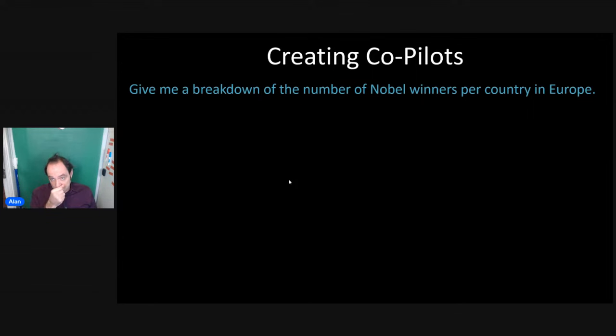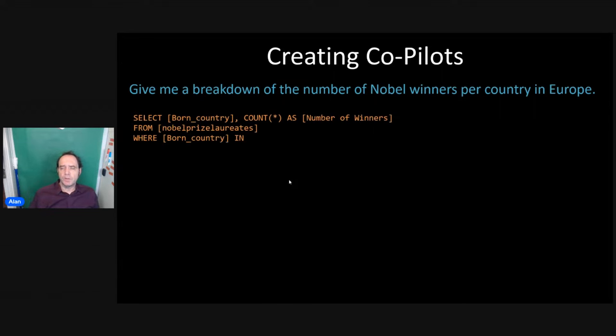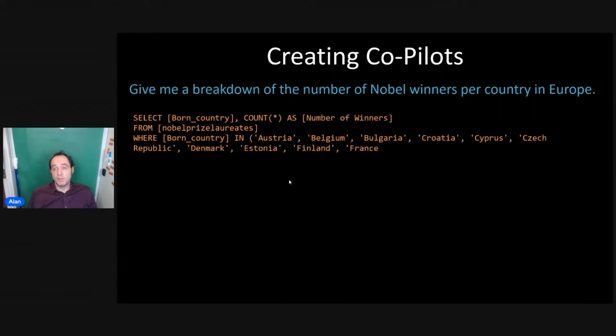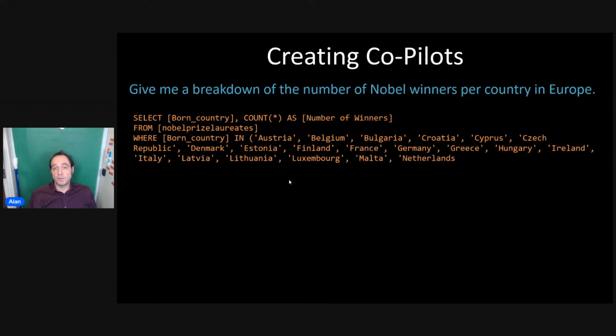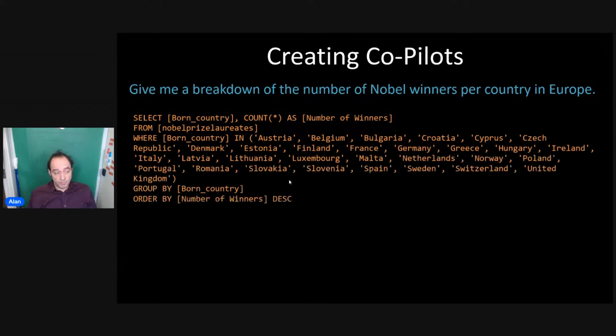Creating copilots as well. We're working with Nobel, the Nobel organization, and what we were exploring is that GPT has the ability to generate code. So if you give GPT a table structure, the create table statement in SQL, it's able to write a SQL query to get a breakdown of the number of Nobel Prize winners per country in Europe. And that's the actual SQL that it generated.